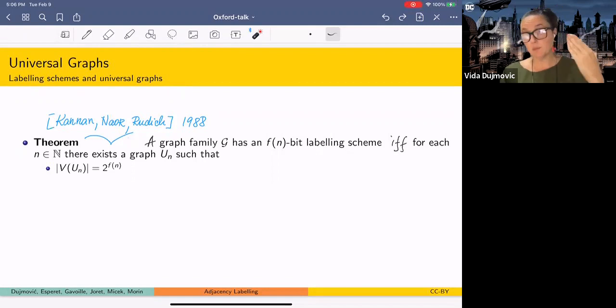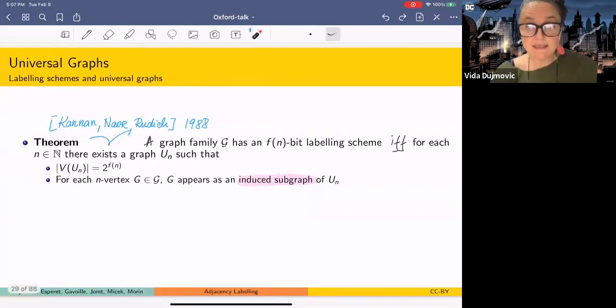Suppose we can label the vertices of planar graph with f of n bits. I claim that there is a universal graph with 2 to the f of n vertices. So the way you do this is for every binary string of f of n length, you create a vertex. Those are the vertices of your universal graph. Then you ask the adjacency tester for any 2 of these labels, is an edge there? If the adjacency tester says an edge is there, you put it there. If it says no, you don't.